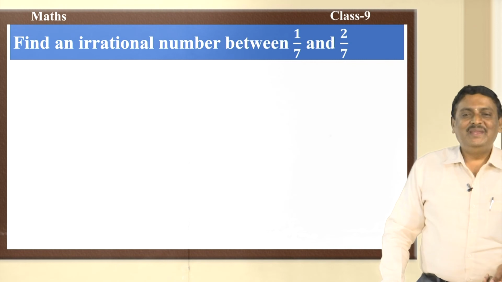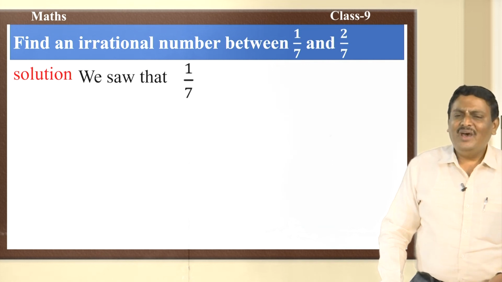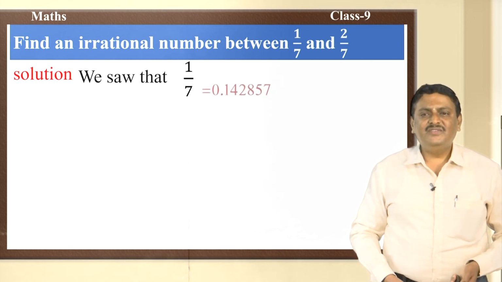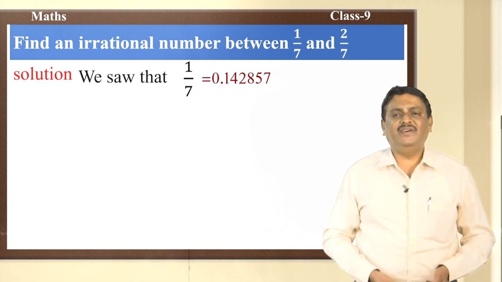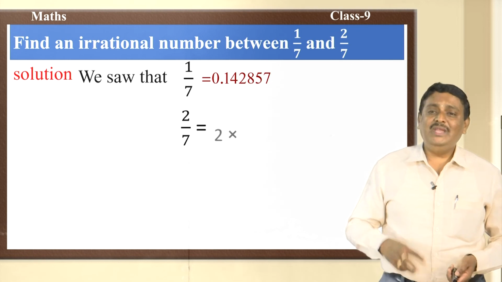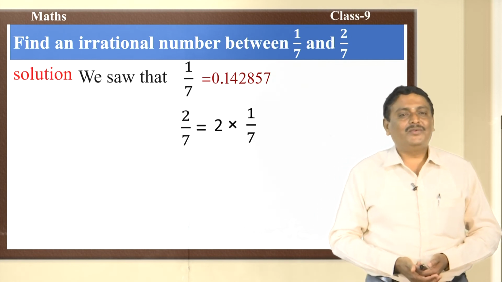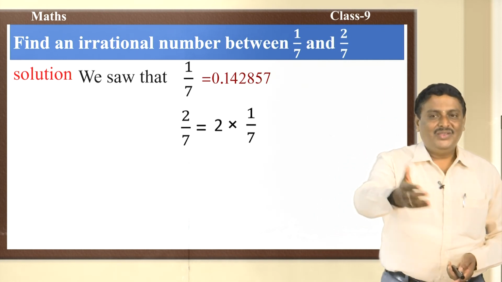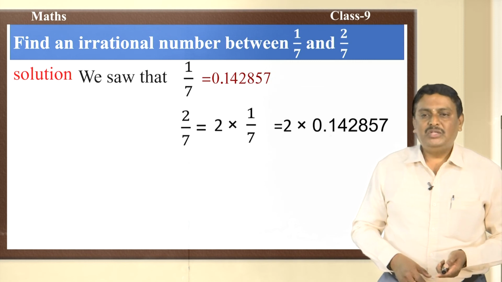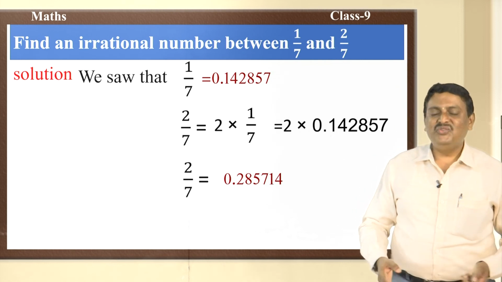Okay, I will show you. So many people are thinking. Okay, solution. It is very easy. We saw that 1 by 7, we already found the solution in this class itself. 1 by 7 is 0.142857. Now, 2 by 7. 2 by 7 can be written as 2 into 1 by 7. So, in place of 1 by 7, what can we write? Yes, you are right. We can write 0.142857 multiplied by 2, we get 2 by 7 is equal to 0.285714.